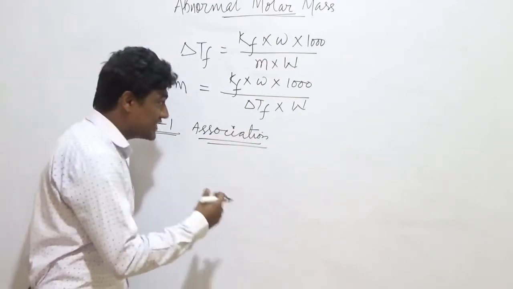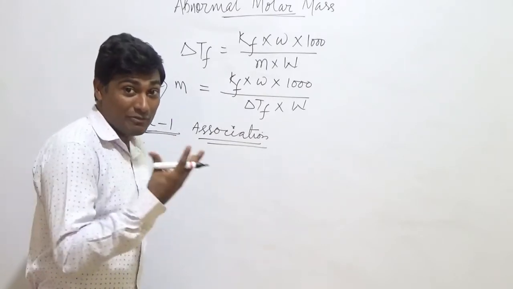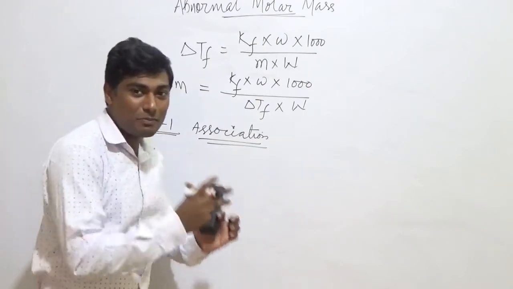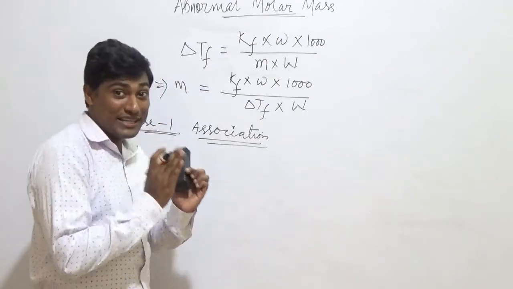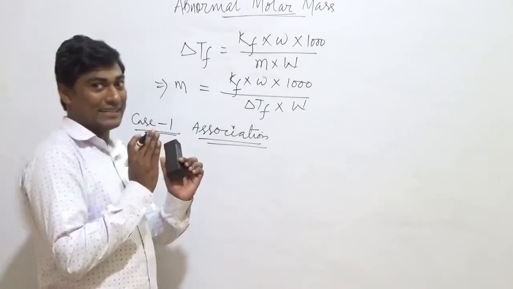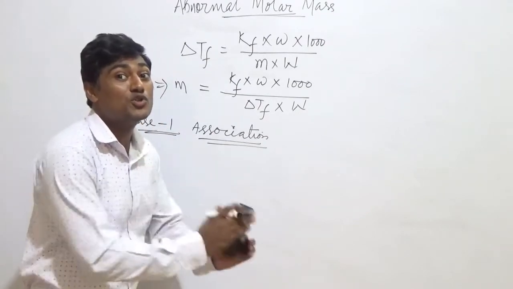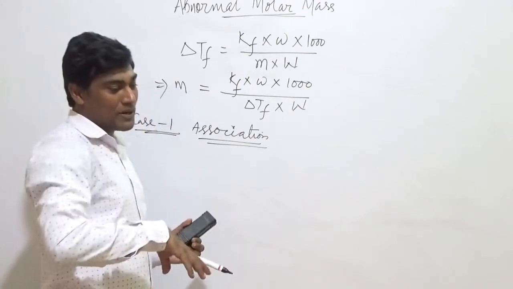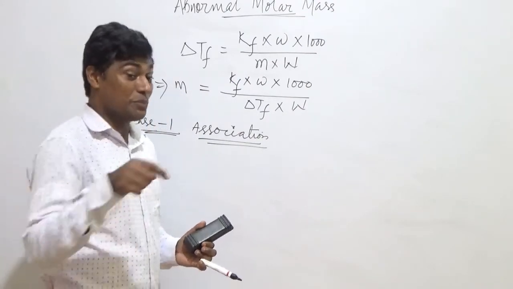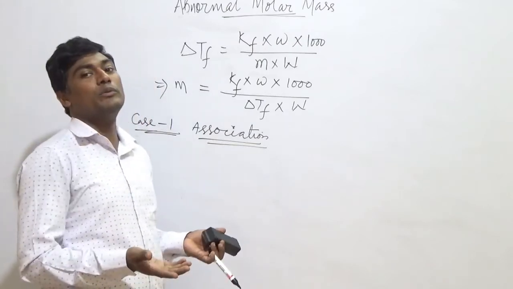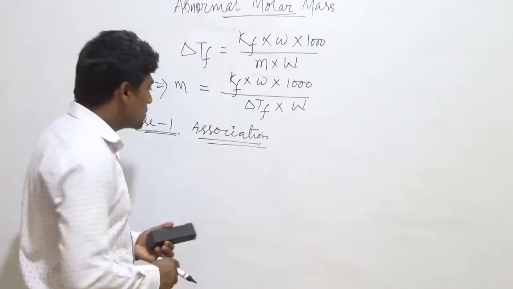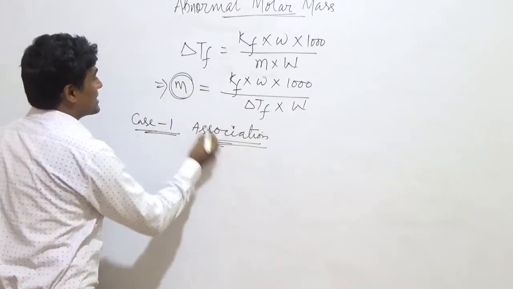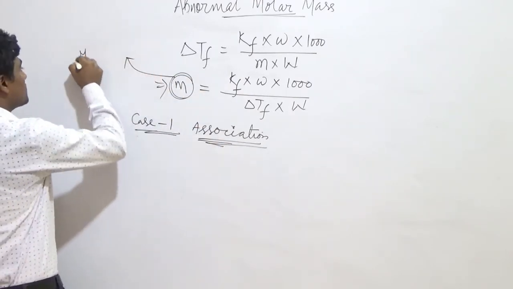So in case of association, the total particles after the addition becomes less. Since the particle number becomes less than what was actually added, the colligative properties also become less. And we have already mentioned, once colligative properties become less than they should be, then the molecular mass will be higher than it should be.